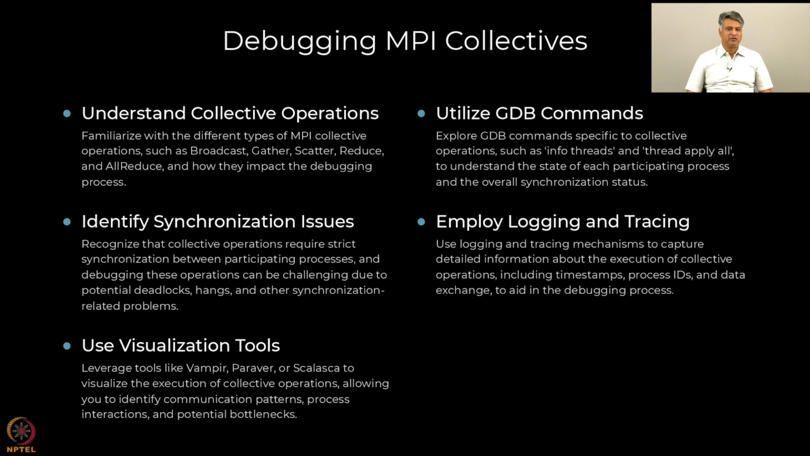Visual tools like Vampir, Paraver, and Scalasca usually visualize the execution of these collective operations, allowing you to identify communication patterns, process interactions, and other potential bottlenecks. GDB commands specific to collective operations, such as info threads and thread apply all, help us understand the state of each participating process and the overall synchronization status. And obviously, we can use logging and tracing mechanisms to capture detailed information about the execution of the collective operations, including timestamps, process IDs, and data exchange, to aid in the debugging process.